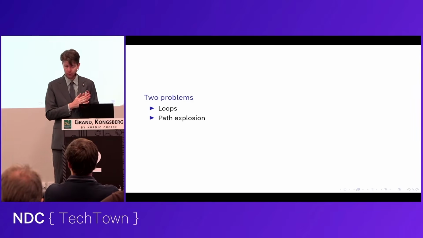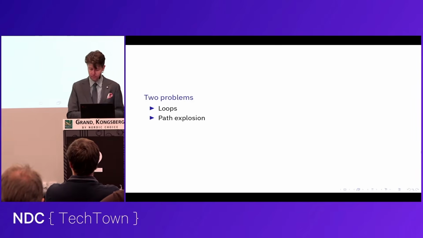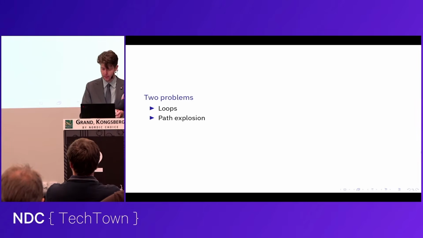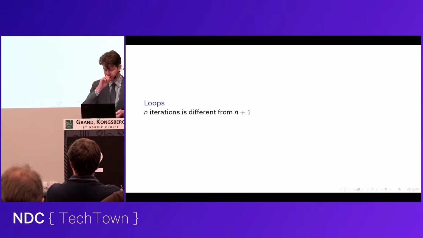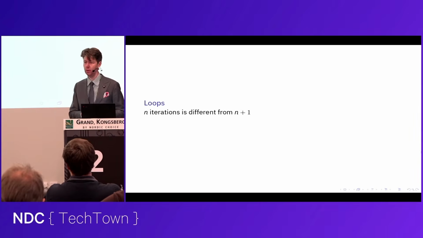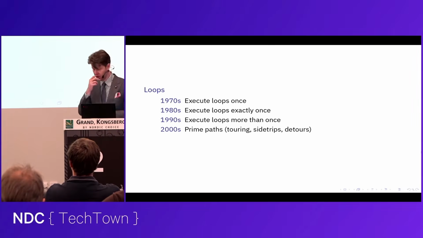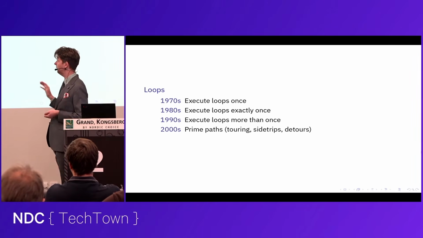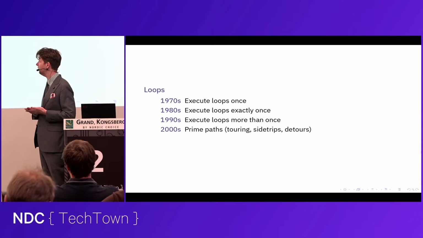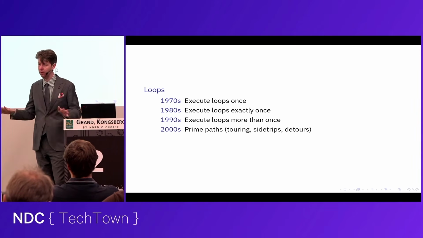A problem with most path definitions and loops is that doing the loop once and doing the loop twice might be considered different paths. So n iterations will be different from n plus 1. Now, obviously, this doesn't work. It goes to infinity, right? You can take the loop very many times. Even if you bounded it, this would be very impractical. And what would that boundary be? So loops have been a problem in coverage and analysis for a very long time. In the 1970s, the goal was just to execute the loop once. If you can go through it, we're fine.